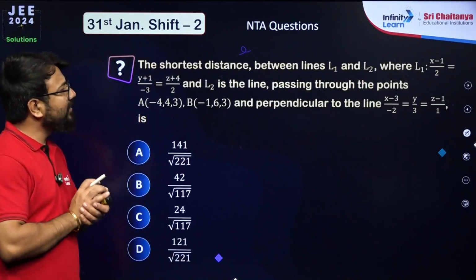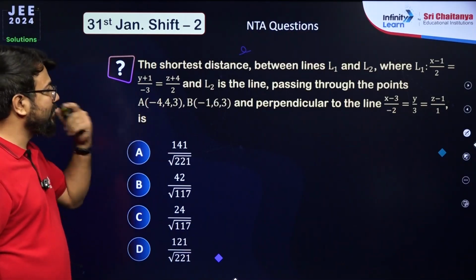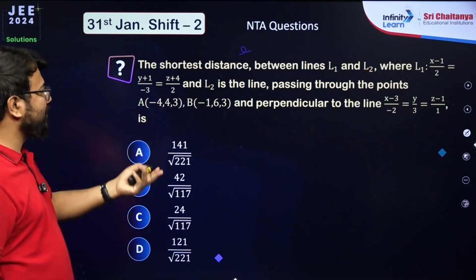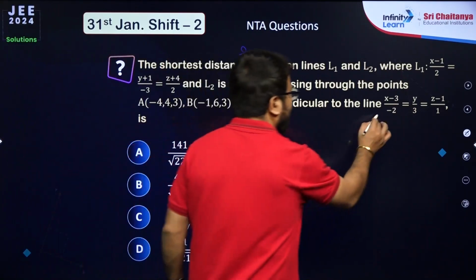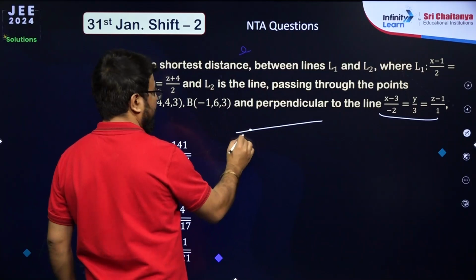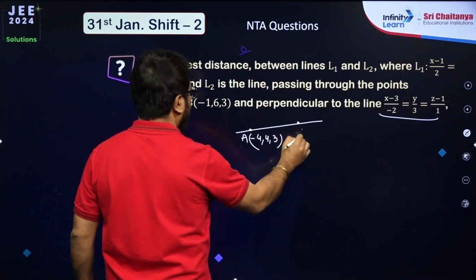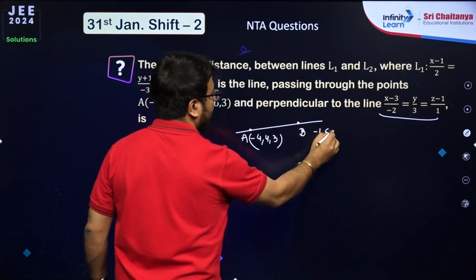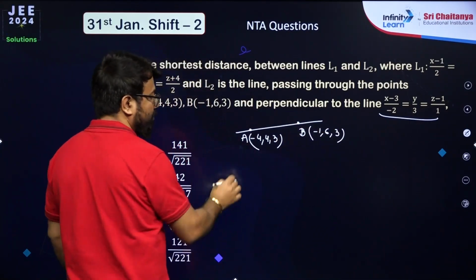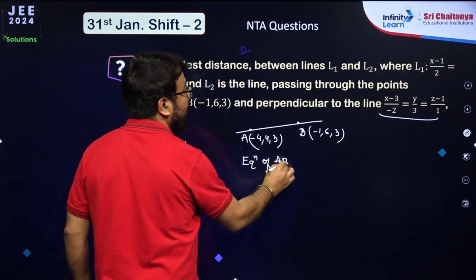The shortest distance between the line L1 and L2. L1 is given, L2 is a line which passes through these 2 points and is perpendicular to this line. I don't know why this line is given, but from the 2 points, if a line is passing through (-4, 4, 3) and (-1, 6, 3), we can write the equation of AB. Equation of AB is actually L2.